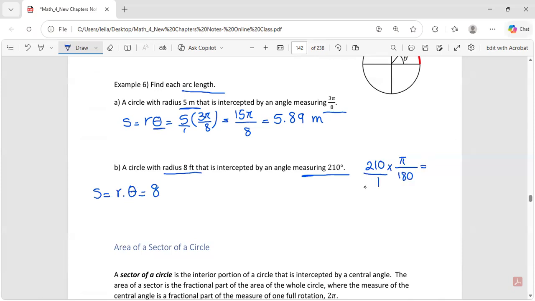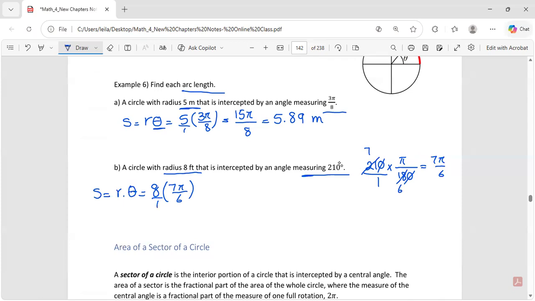You can cancel 0 with 0. 21 and 18: 21 divided by 3 is 7, 18 divided by 3 is 6. So the answer is 7 pi over 6. Now we are going to use 7 pi over 6 in the formula. Multiply across or simplify before multiplying across.